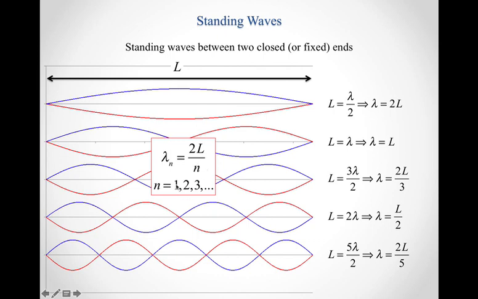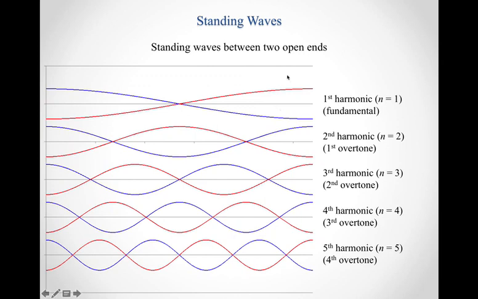And so if you want the first harmonic, 2L over 1. The second harmonic, 2L over 2, or that's just L. And you can keep going for whatever nth harmonic you're interested in thinking about the wavelength of your string. So that's for a closed standing wave pattern.